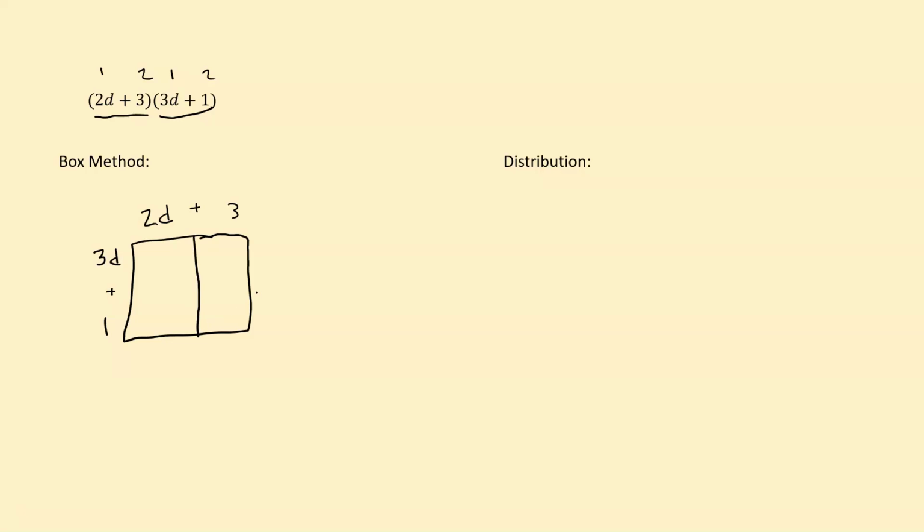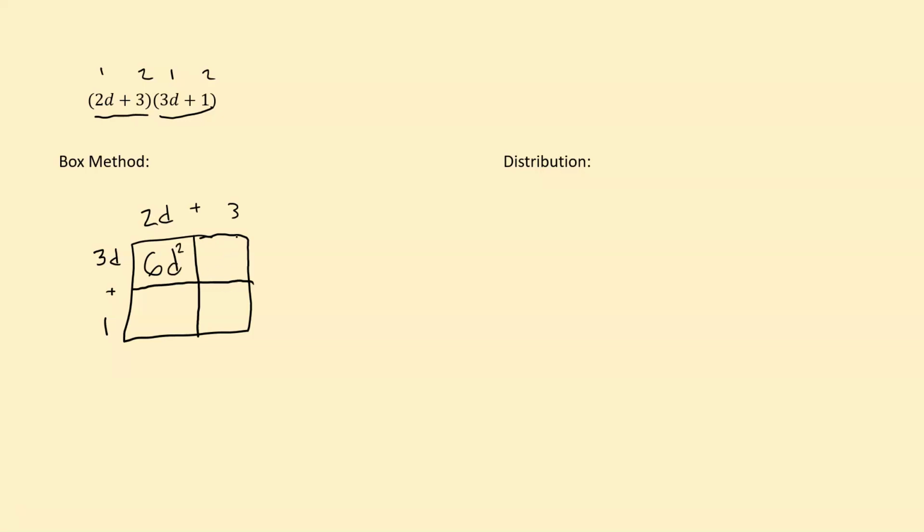After that, we want to separate our box like this so that the terms align with separate boxes. Then we multiply, figuring out which terms line up with each box. For this box, the 2D lines up and the 3D lines up. So 2D times 3D: 2 times 3 is 6, and D times D is D squared.